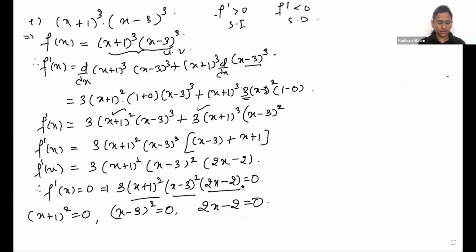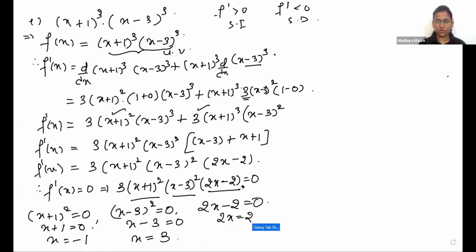Solve this. If I take square root on both sides, what do we get? x plus 1 equals to 0. Correct? So from here, x equals to minus 1. If I take square root on both sides again, it will be x minus 3 equals to 0. So x equals to 3. And here 2x equals to 2, so x becomes 1.